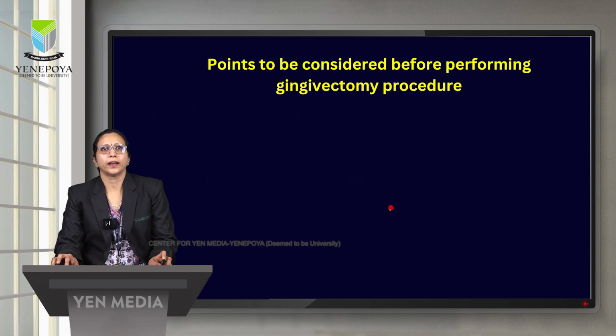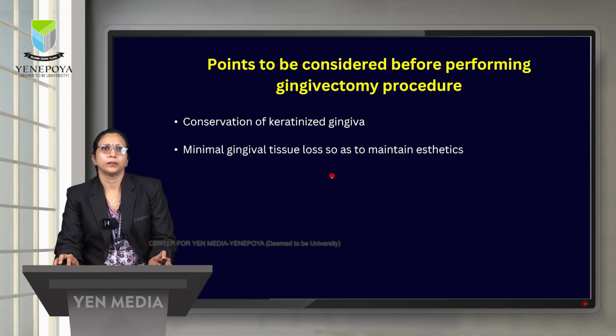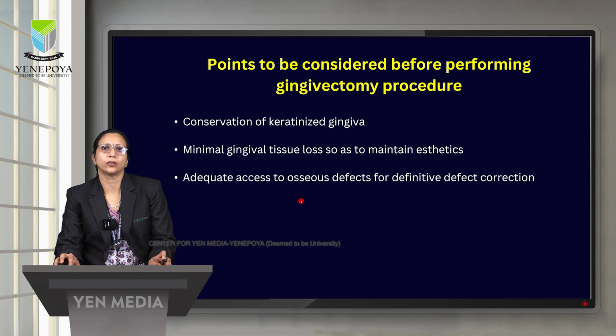Now, as we come to the end of this topic, let us see what things we need to consider before performing this procedure. One is, we have to conserve as much keratinized gingiva as possible, with minimal gingival tissue loss so as to maintain the aesthetics, and also we need to adequately access the osseous defects for a definitive defect correction.